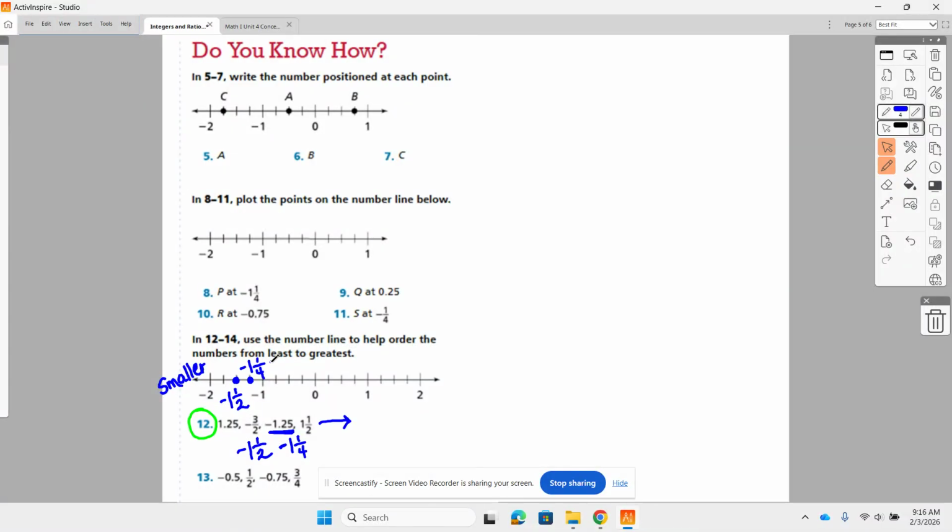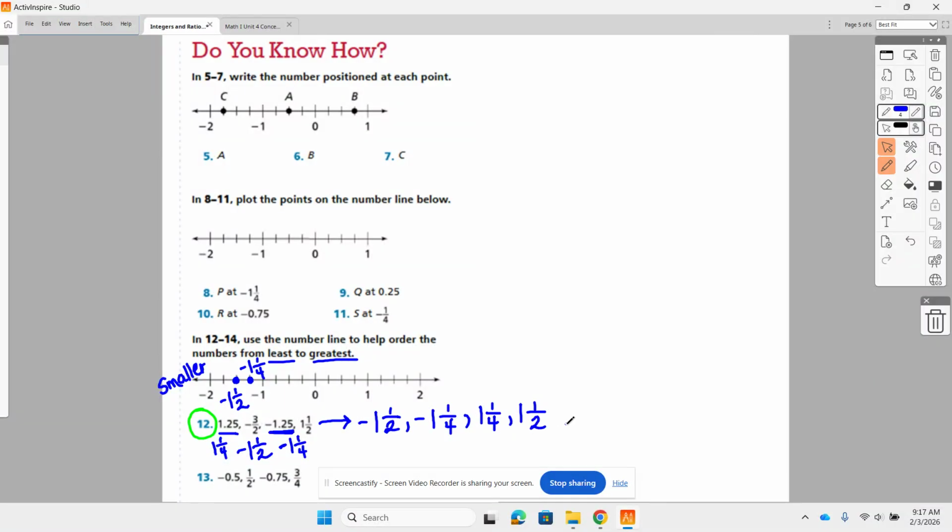So if we're going from least to greatest, our smaller number would be negative 1 and 1/2, then negative 1 and 1/4, or negative 1.25, and then positive 1.25, or 1 and 1/4, and then 1 and 1/2.